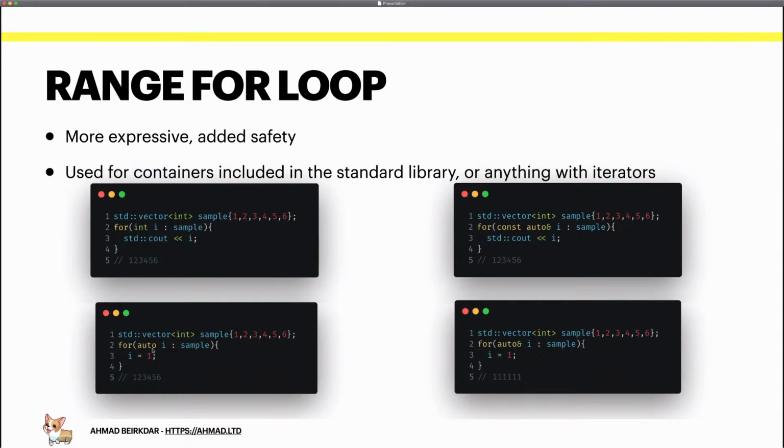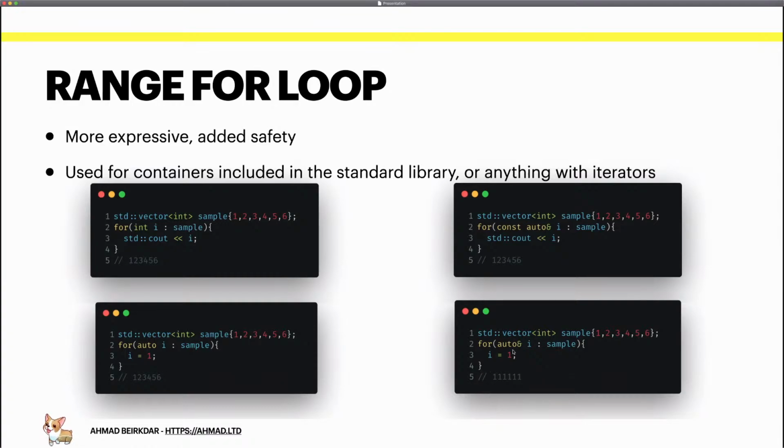So if I have a simple loop, and I could use auto here because there's no need to use integer because the compiler would deduce it anyways. And if I do auto i colon sample and I change i to 1, nothing will happen because in that case, each element is copied over to i, and we're just changing i. We're not changing the element itself because we don't have an ampersand here or a reference. So if I print that out, sample will have 1, 2, 3, 4, 5, 6.